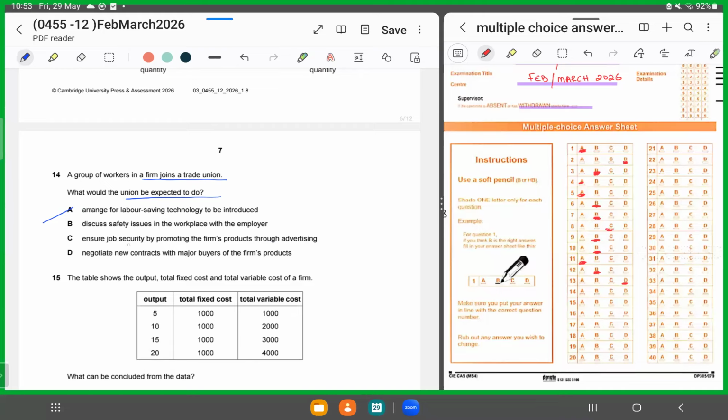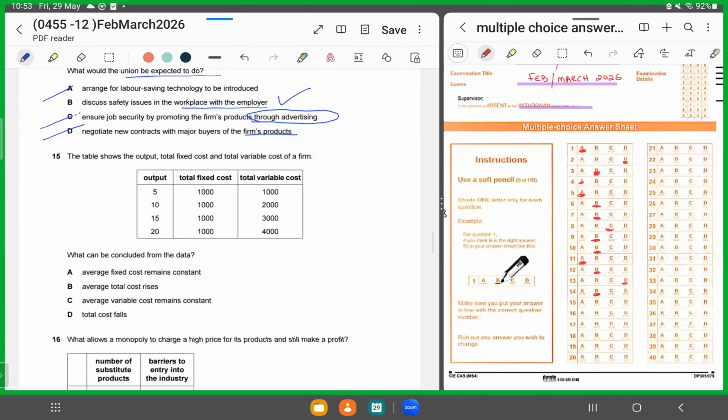B says discuss safety issues in the workplace and employee. Yes, that's correct. They are more concerned with how they are going to work, right, with the working conditions. C says ensure job security by promoting the firm's products through advertising. That's not the job. Advertising is not the job of a trade union. D says negotiate new contracts with major buyers of the firm's products. Again, that's not the job of a trade union. That's the job of the workers. Right? So it's not A, it's not C, it's not D, it's B for 14. We shaded in B as the correct answer.